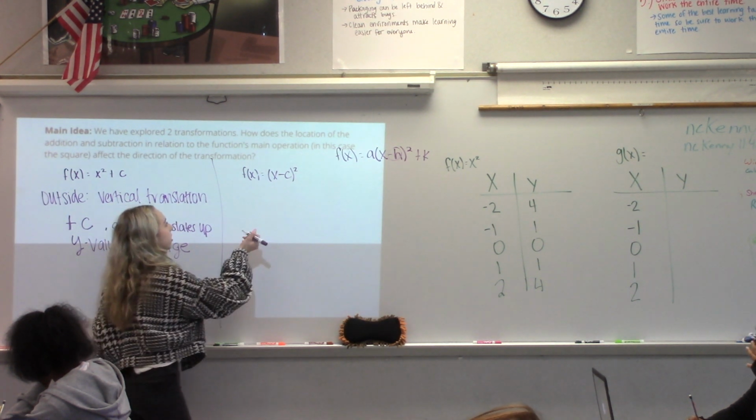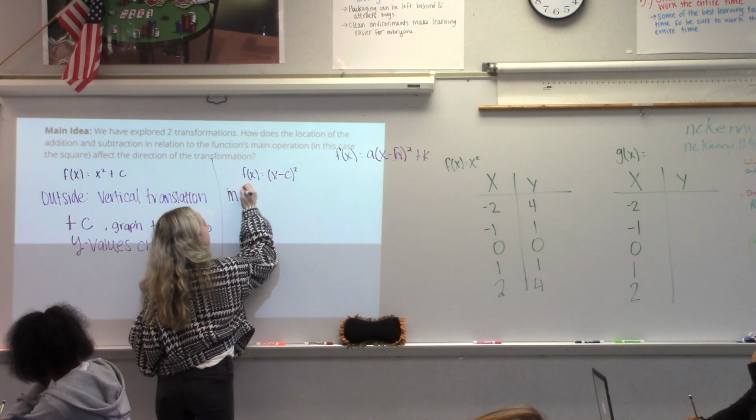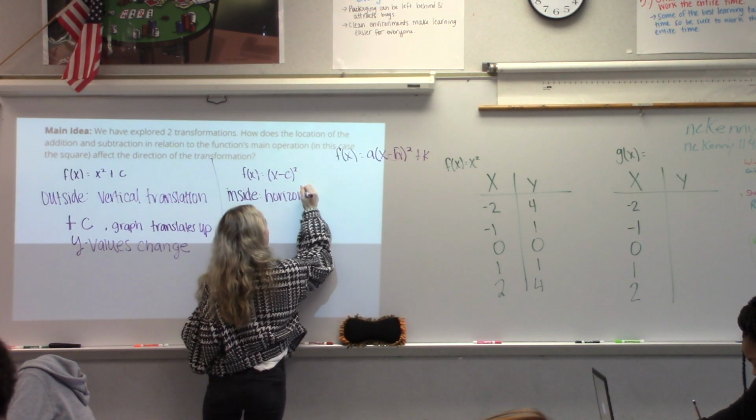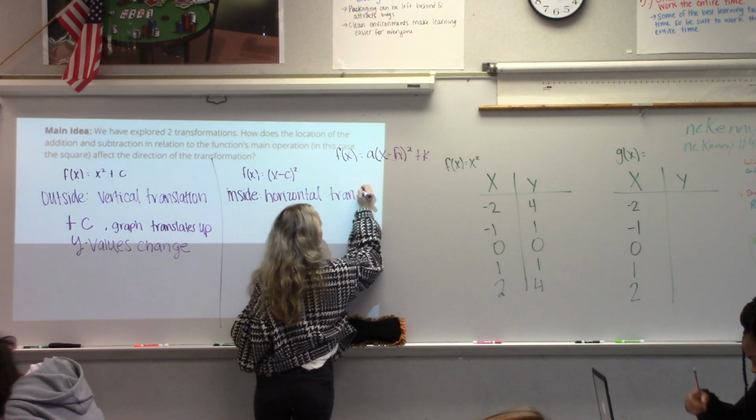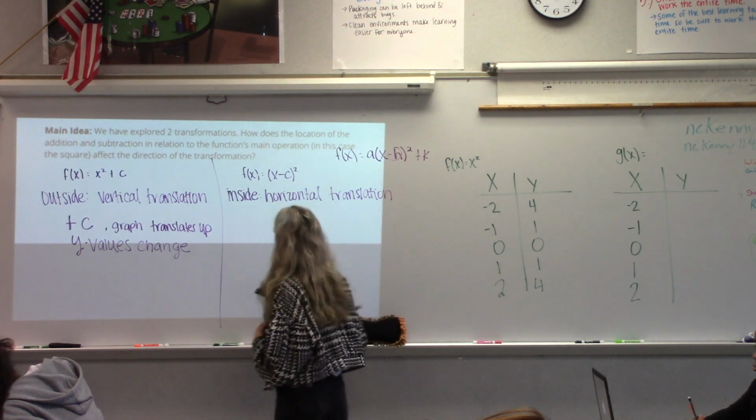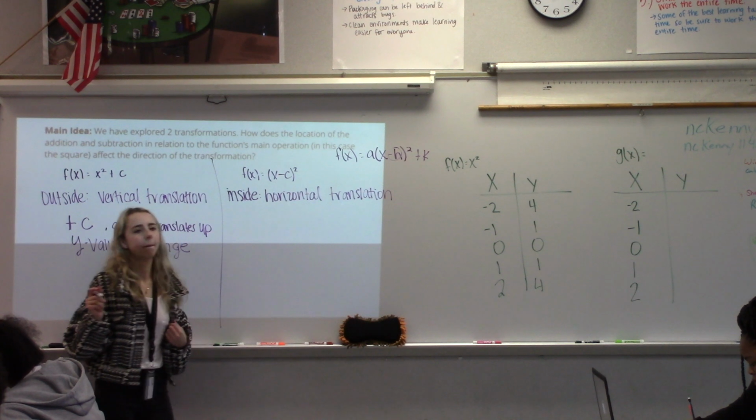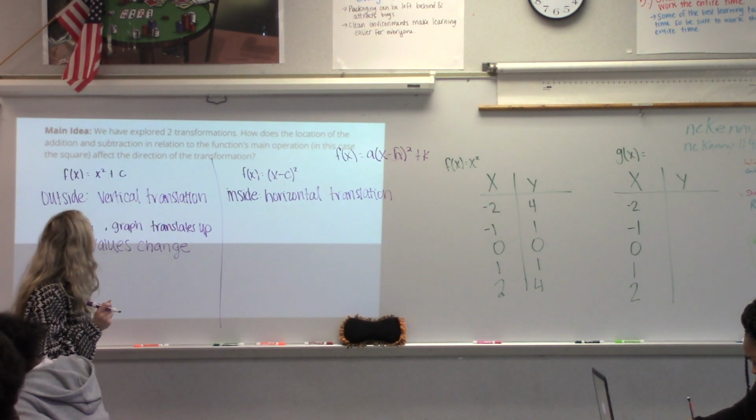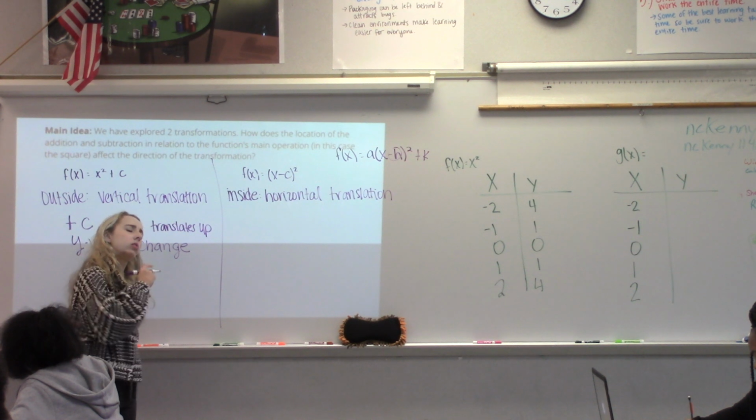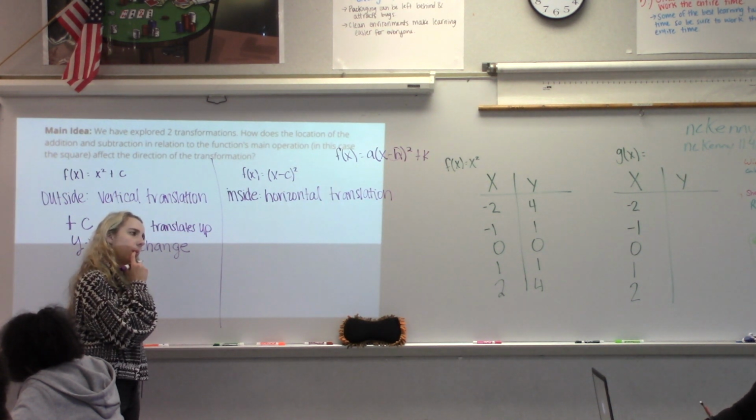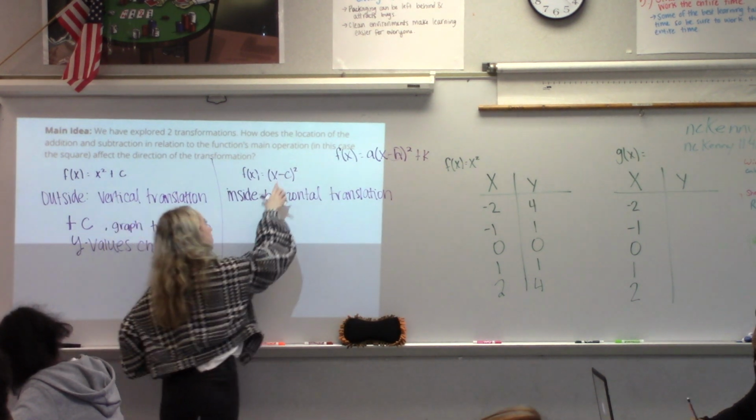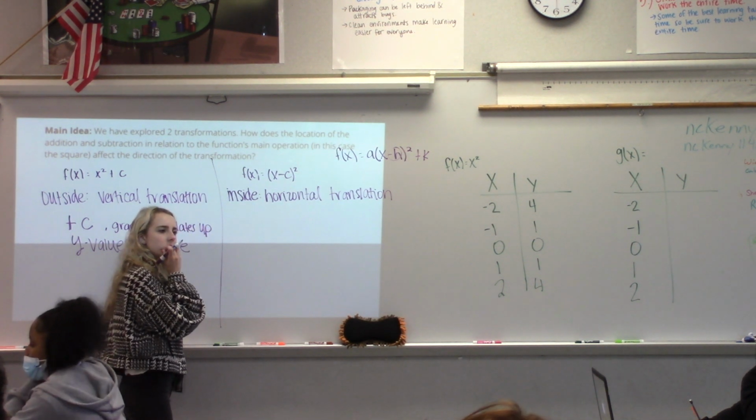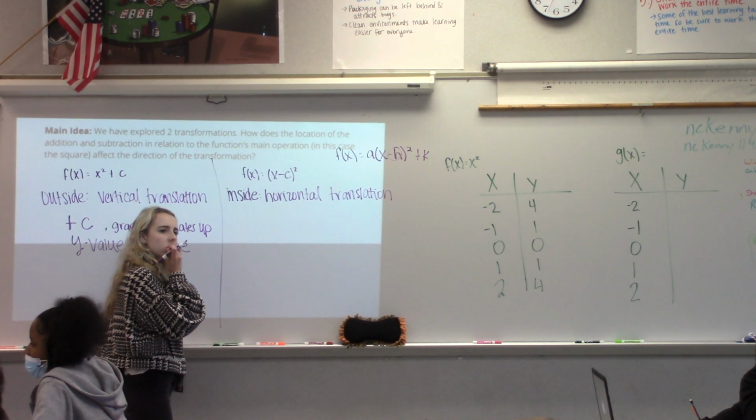Remember, it's the opposite. So here what we're going to say is, if the operation's on the inside, it's a horizontal translation. When C is negative, it goes to the right, and when C is positive, it goes to the left. It might be cleaner to think about it as subtracting C versus adding C. So when you subtract C, it goes to the right.